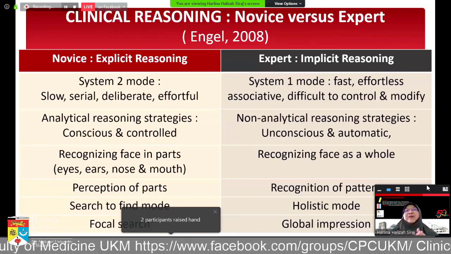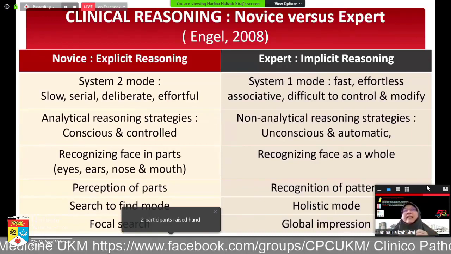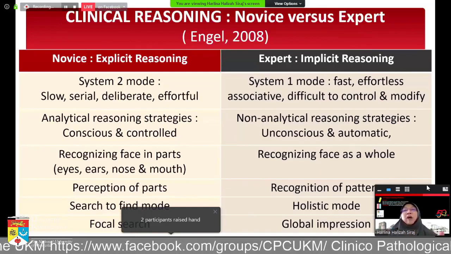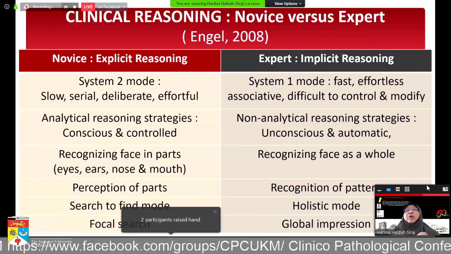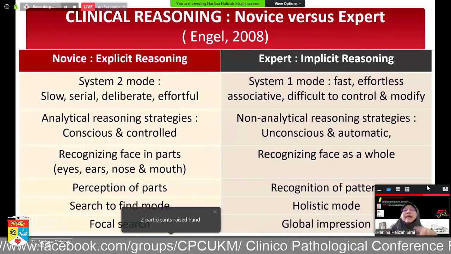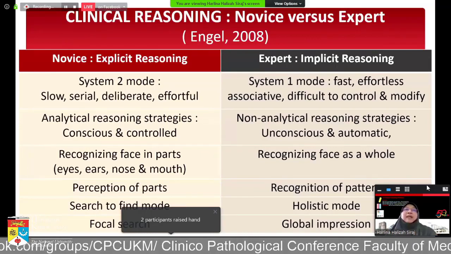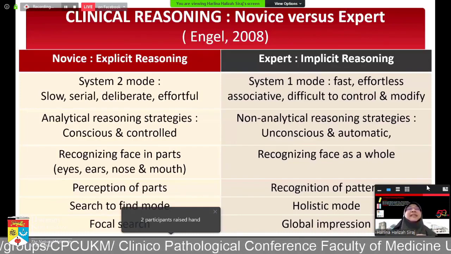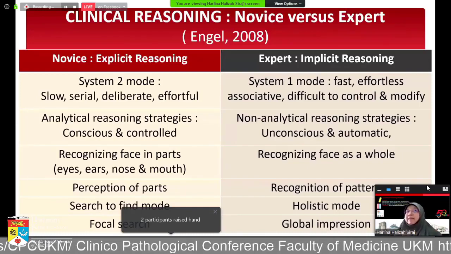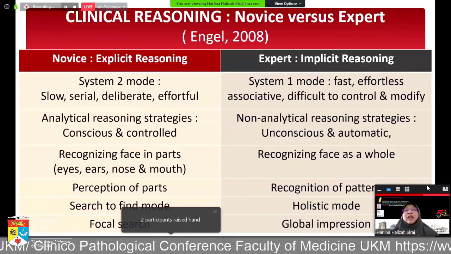They are mainly operating on system 2, which is the analytical reasoning strategy. They'll be holding the Oxford handbook, going around with the algorithm, this stage, and then it will click into two pathways, and then another one, another flow chart. So this is basically slow, serial, deliberate, and effortful, very conscious and controlled.